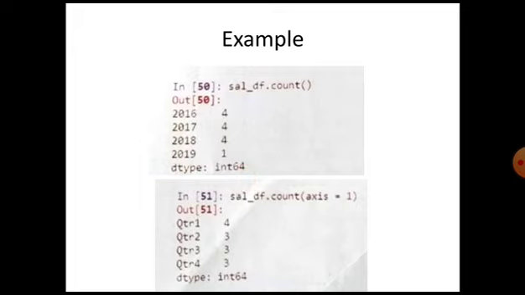Same here for axis equal to 1, it counts the data along the rows. So for qtr1 there are 4 data, and for qtr2, 3 and 4 only 3 data.